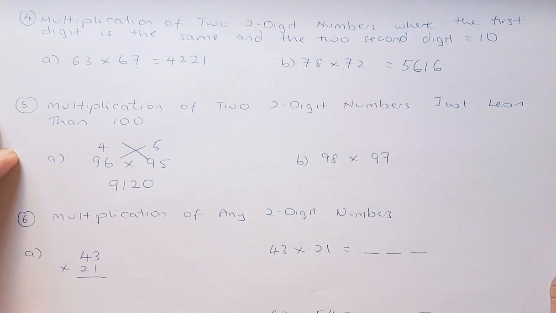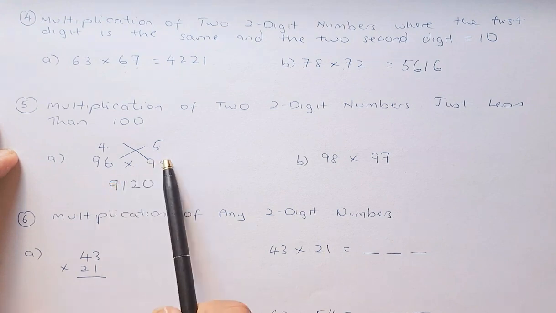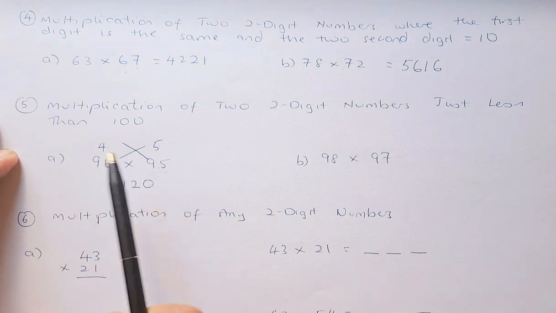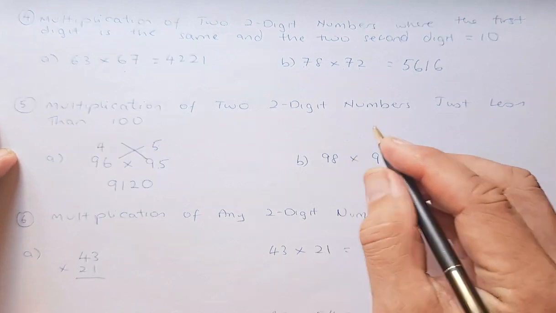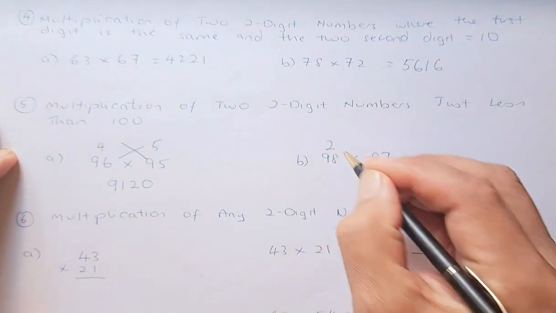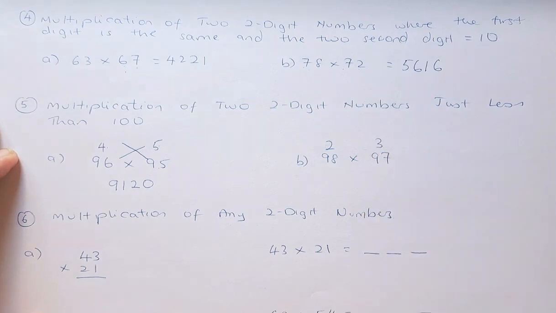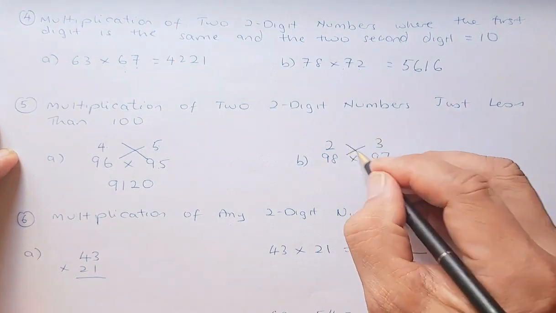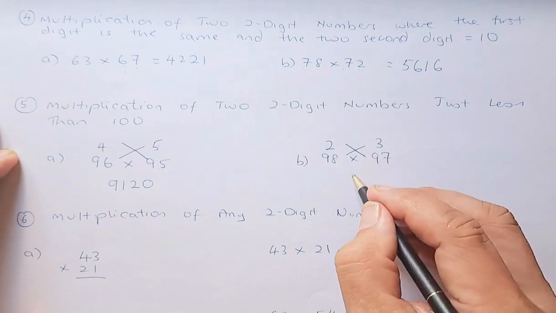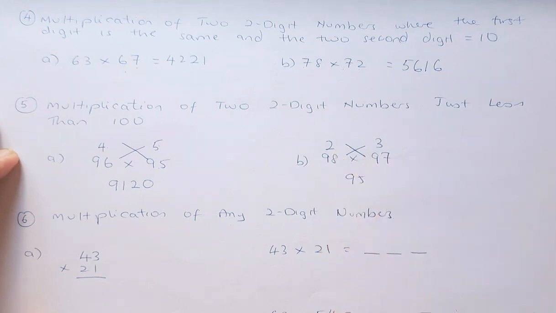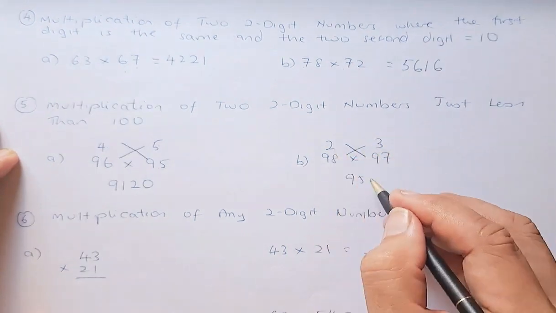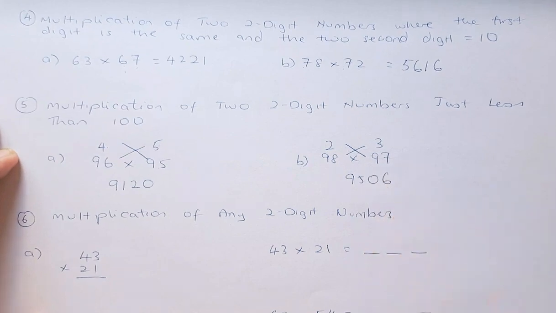Great. Now we are going to multiply 98 and 97, 2 to make 100 and 3 to make 100. So you're going to cross multiply. 98 minus 3 is going to be 95, or 97 minus 2 is 95. 2 times 3 is 6, so 06.